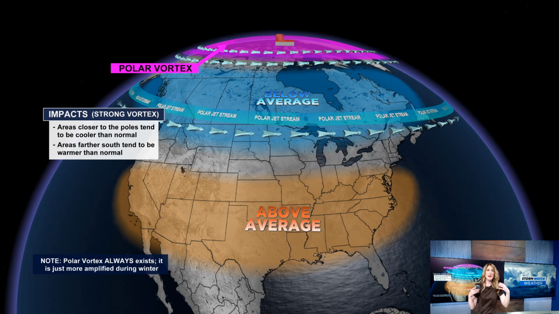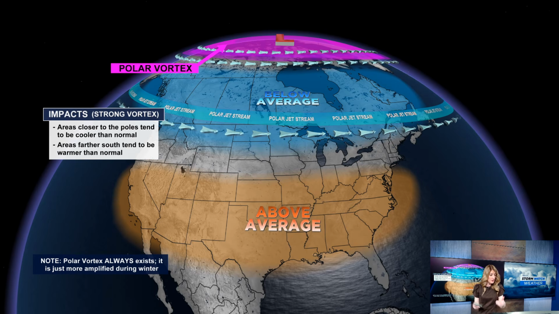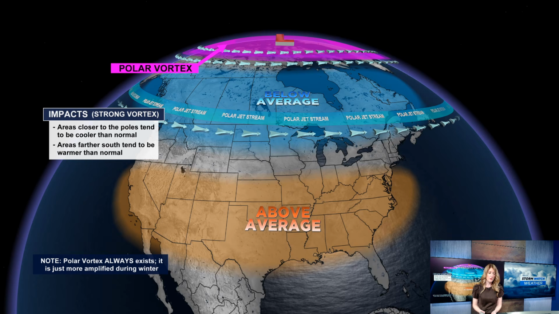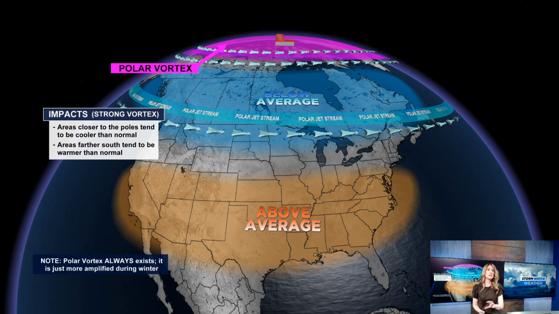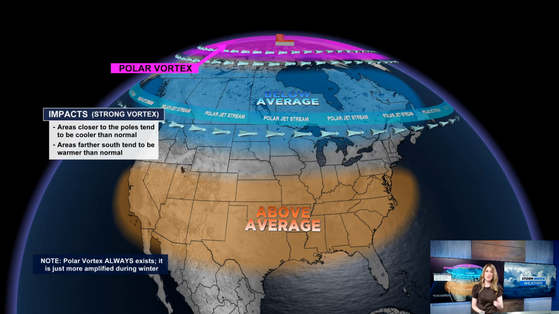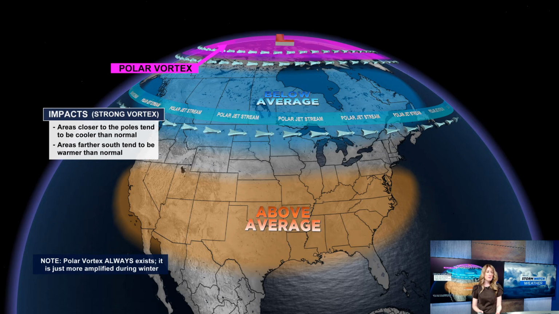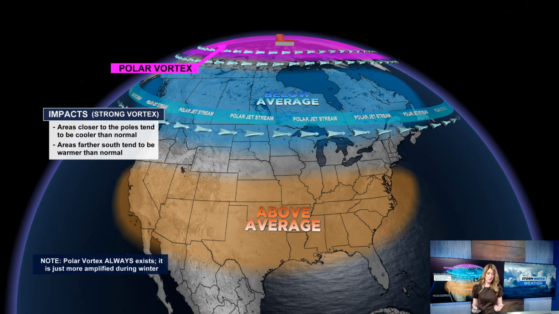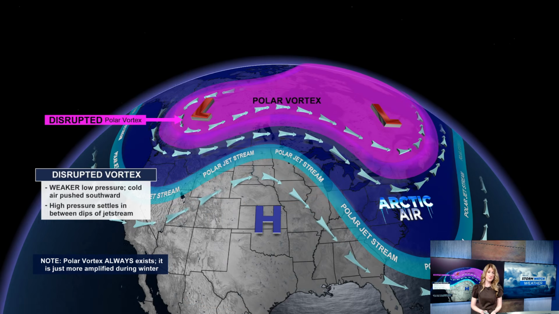Closer to the poles, that's where you're going to have the really cold air. Further south, that's where it tends to be warmer than normal. And again, this is with a stable pattern of the polar vortex. The polar vortex is always there. It's just a matter of, is it disrupted? Is it stable? Can it move further south? So that's a stable setup.